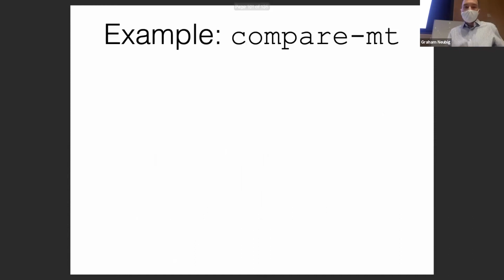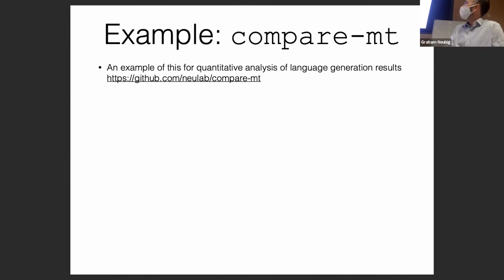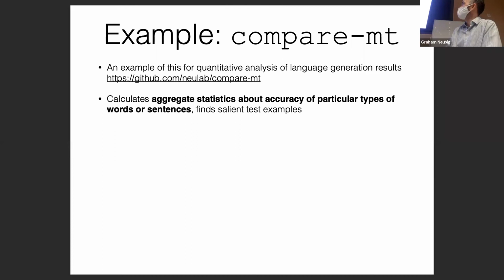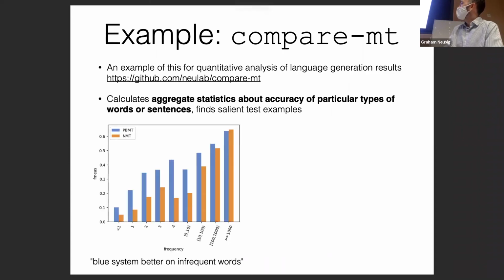And there are some tools to make this easier. Both of these are ones that I've created myself, but I've used them frequently and other people have used them as well. So Compare MT is an example of making a toolkit that makes it easier to do quantitative analysis of language generation tasks. And what it does is it calculates aggregate statistics about accuracy of particular types over particular types of words and sentences, and also finds salient examples.